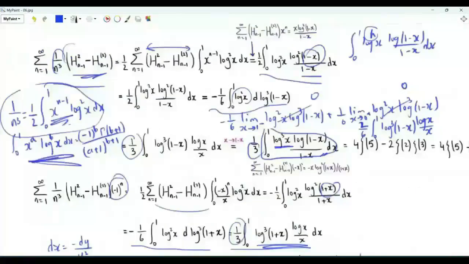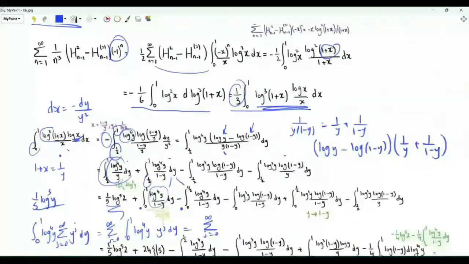We can use this result. This integral is equal to minus 1 to the power 4, that's 1, times gamma of 5, which is 4 factorial, that's 24, divided by j plus 1 to the power 5. This is 24 zeta of 5.